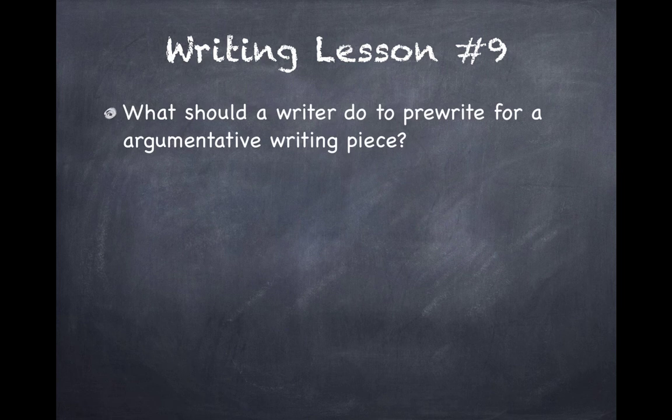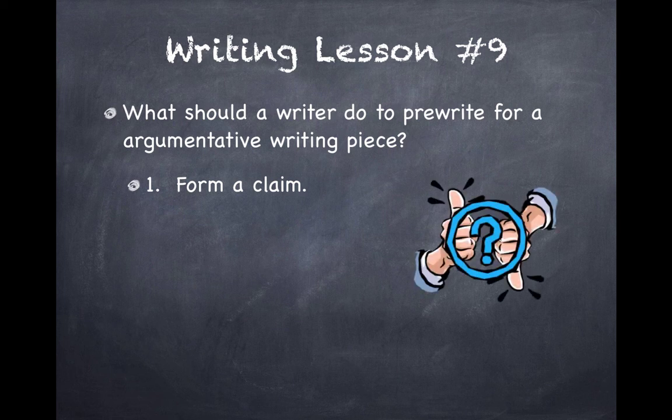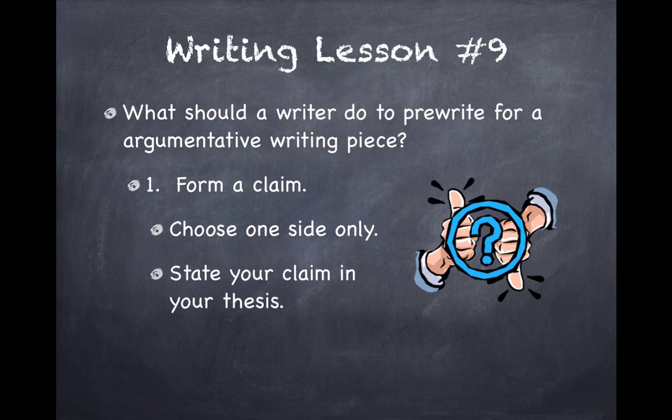Now, in preparing for an argumentative piece, pre-writing is very important. So what should a writer do to pre-write for an argumentative writing piece? First, the writer needs to form a claim. A claim is basically just a fancy word for an opinion. So you have to choose one side only. Usually, a prompt will give you a choice of sides, and you cannot choose both or your argument will not be very strong. So make sure that you choose one side only. Then you need to state your claim in your thesis.